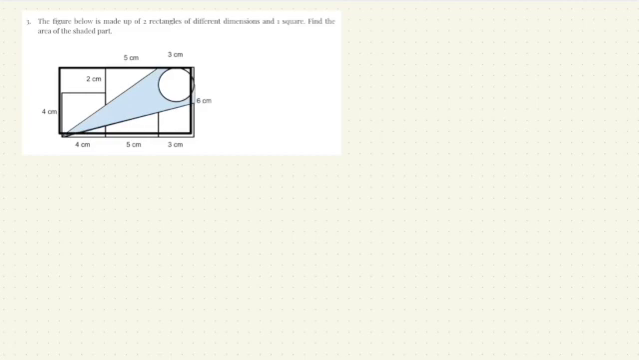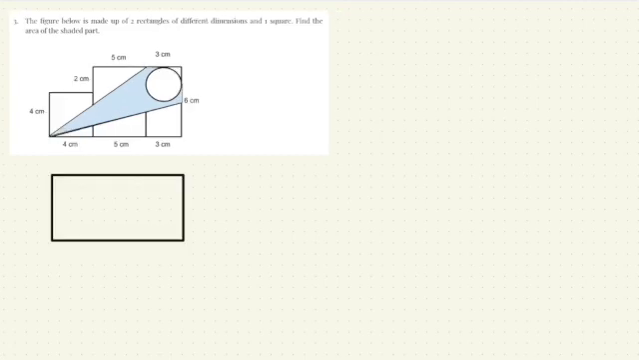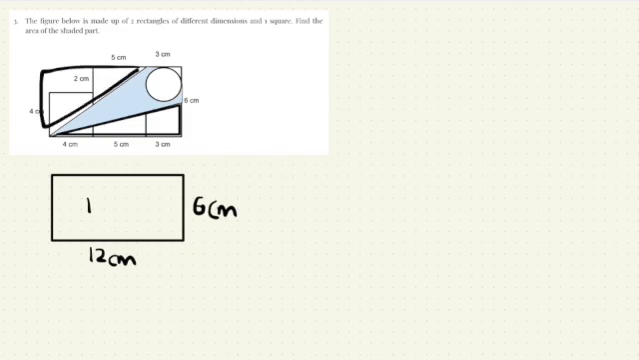Okay, then we know this is our 1, which is the full diagram. Here it tells us this is 6 cm. Then this one is 4 plus 5 plus 3, and this gives us 12 cm. Then we can first draw out this triangle. Then we can draw out this triangle.